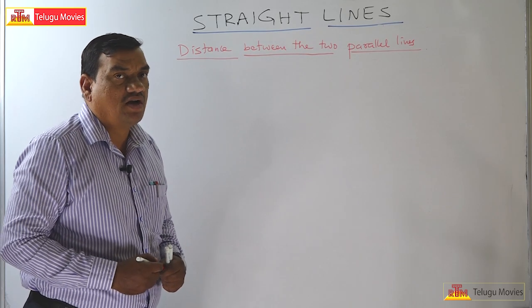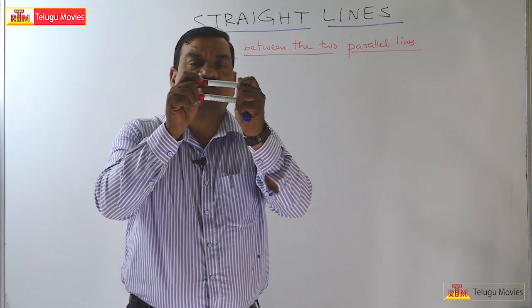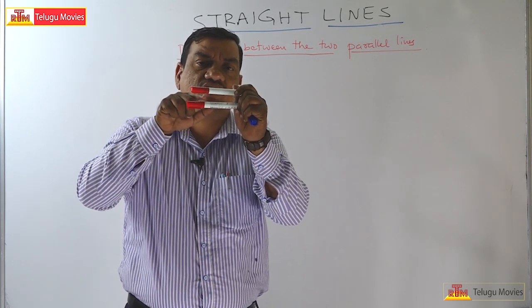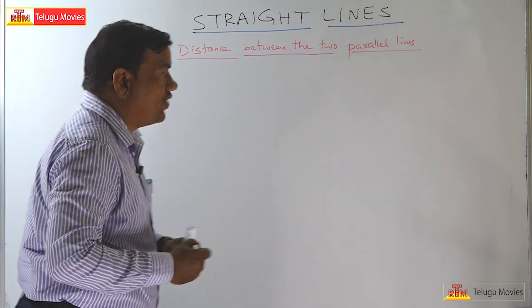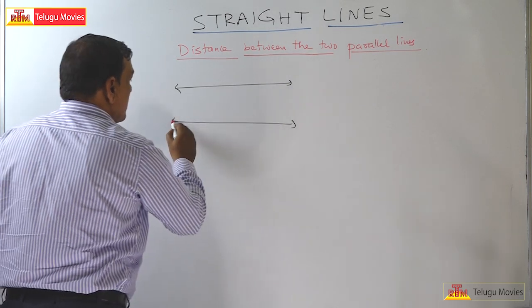Distance between the parallel lines. Already we know that between two parallel lines, the distance is always a constant. So how to find out the distance between two parallel lines? Let us take this, there are two parallel lines.